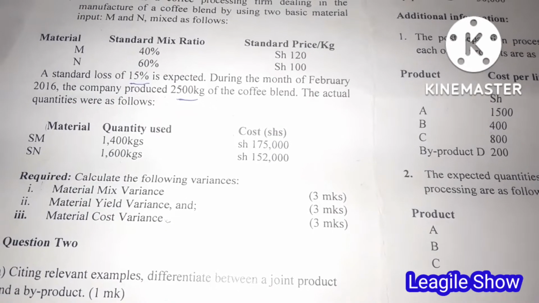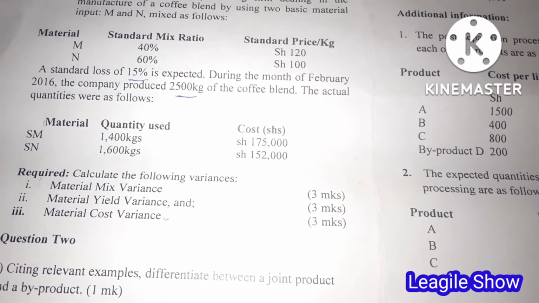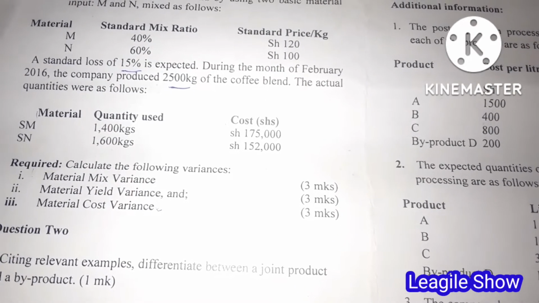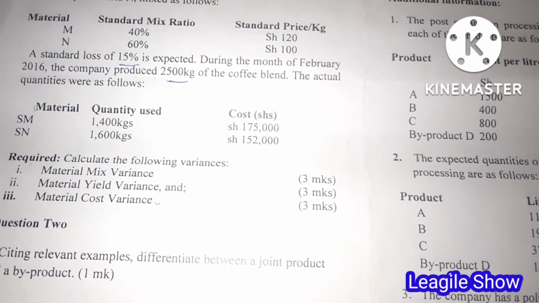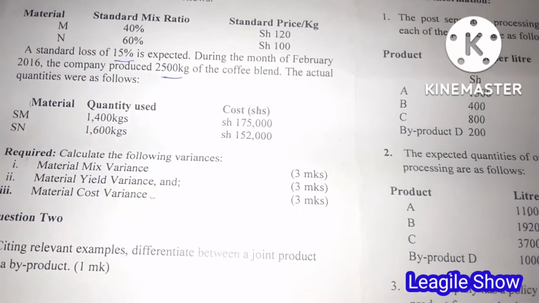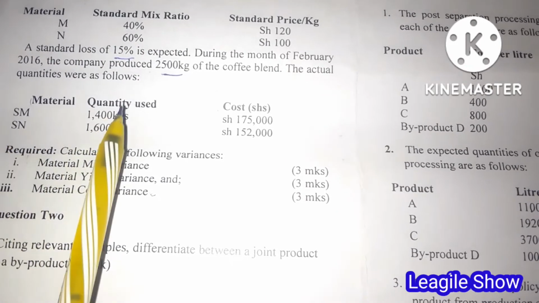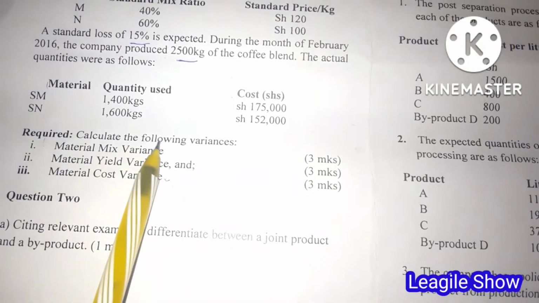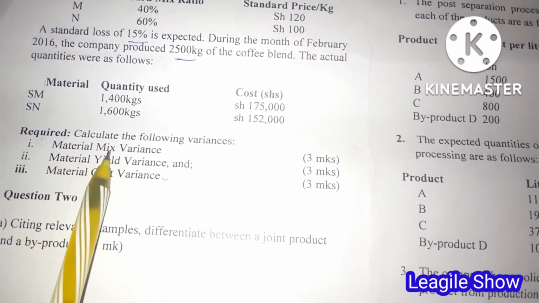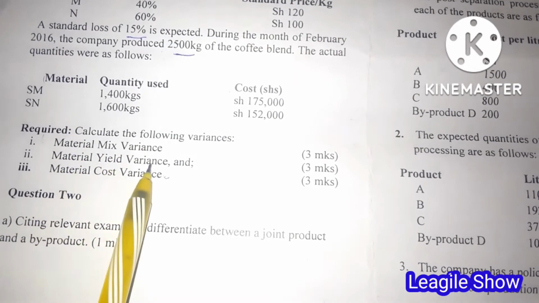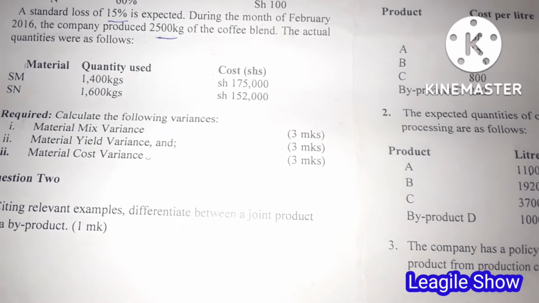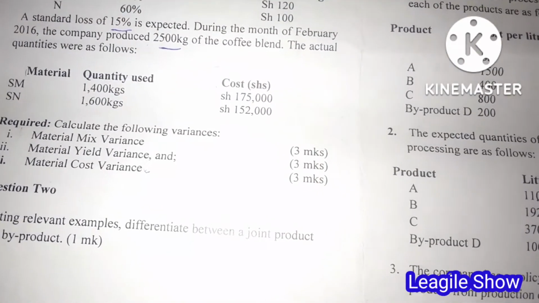During the month of February 2016, the company produced 2,500 kg of coffee blend. The actual quantities were as follows. The data is also given there for the actual quantities for each of the materials, quantity used, and even the cost. Now we are required to calculate the following variances, that is the material mix variance, material yield variance, and material cost variance. So let us start from Roman 1, where we'll be calculating the material mix variance.